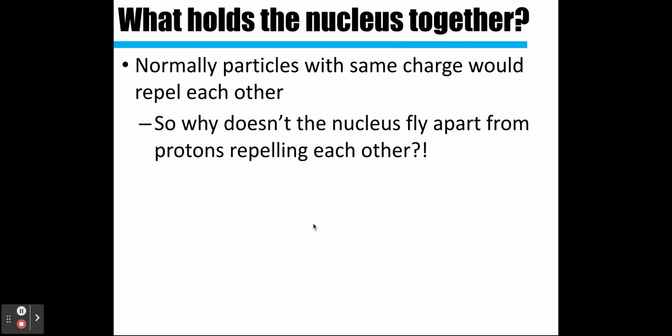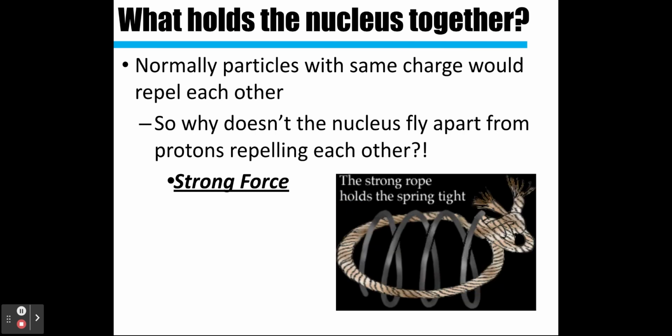So that's the question. Why doesn't the nucleus fall apart? So the reason is because of this thing called a strong force. And the strong force is a special force that acts over really, really tiny distances. And so in the nucleus, there is a strong force that's holding the nucleus together.